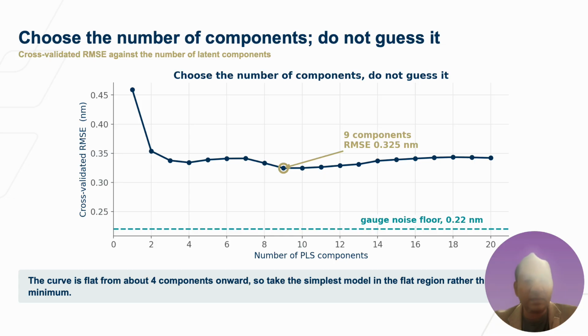4 or 5 components here, you lose almost nothing in accuracy and you gain a model that is more stable and more interpretable and less prone to having learned something fold specific. Notice the teal dashed line at 0.22 nanometers. That is the gauge noise on these labels. No model can get below it, for reasons we will make precise next lecture. We are at 0.325 against a floor of 0.22. That is genuinely close. Choose the number of components, do not guess it, and prefer the simplest model that is statistically indistinguishable from the best one.